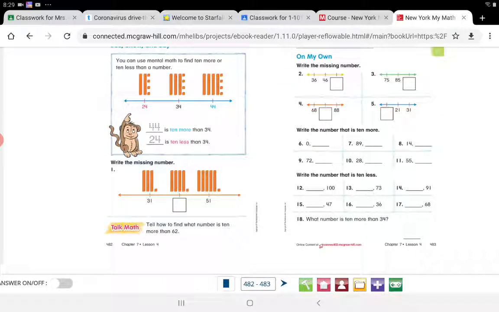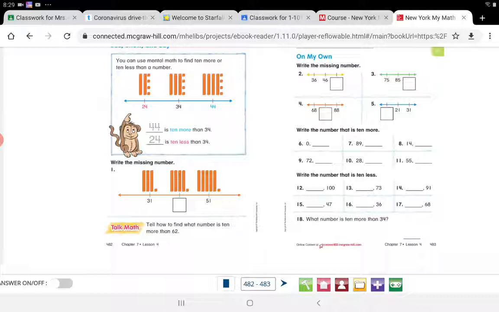Because remember, we're only focused on the tens place value. So I count my tens, 10, 20, my 4 ones, 20, 21, 22, 23, 24, and I know that 34 minus 10 is 24, so 24 is 10 less than 34.